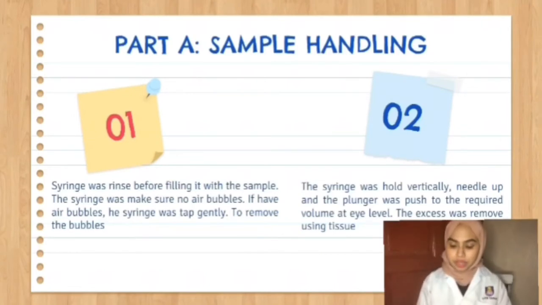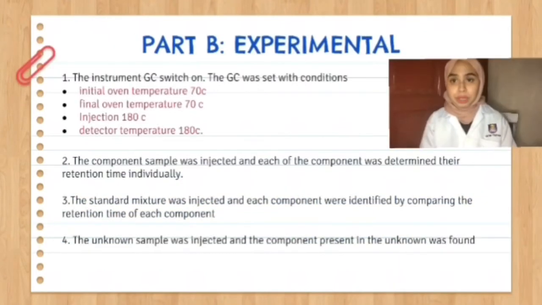Next, part B, we have the experimental. This is about the GC instrument. The instrument, which is the GC, was switched on. The GC was set with the conditions: initial oven temperature 70 Celsius, final oven temperature 70 Celsius, injection temperature 180 Celsius, and also detector temperature 180 Celsius.